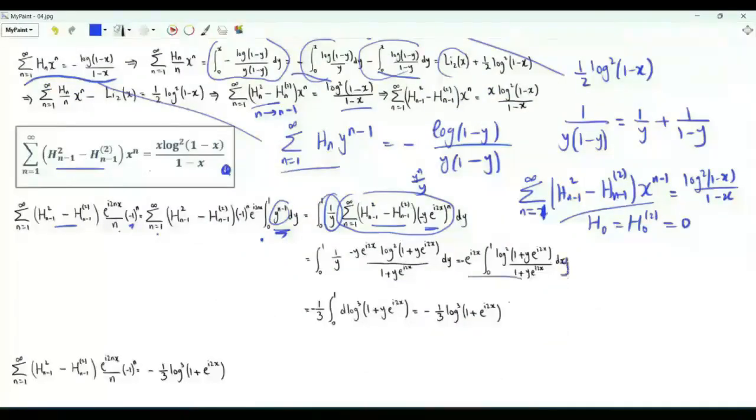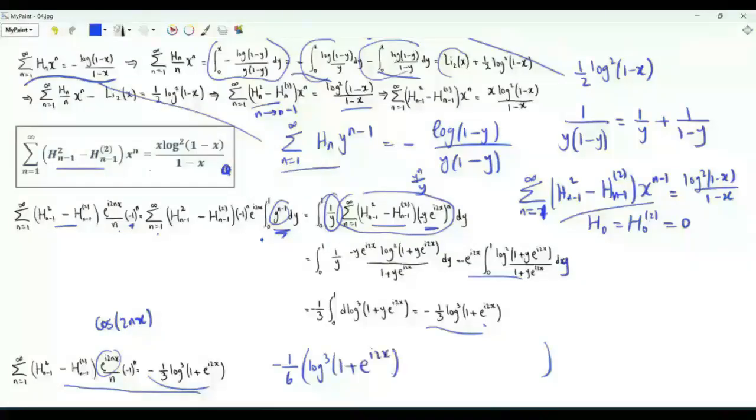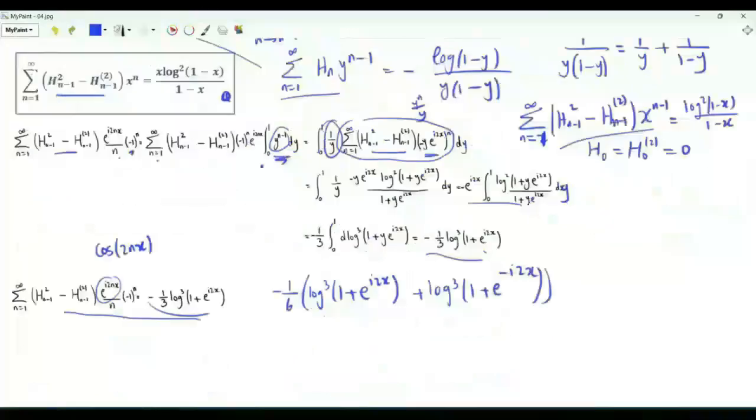After simplifying, we get this integral with respect to y. It is equal to minus 1/3 times the cube of log(1 plus e to the ix). The next step is to take the real part of each side. On the left-hand side, this term is replaced by cosine 2nx. The real part of the right-hand side is minus 1 over 6, the cube of log(1 plus e to the ix), plus the cube of log(1 plus e to the minus ix).